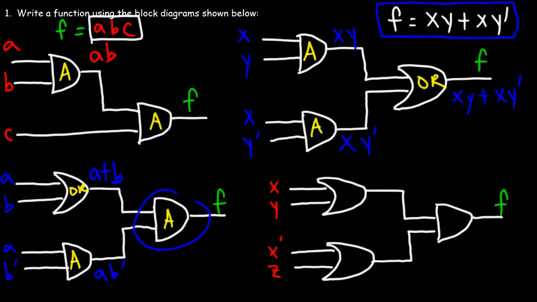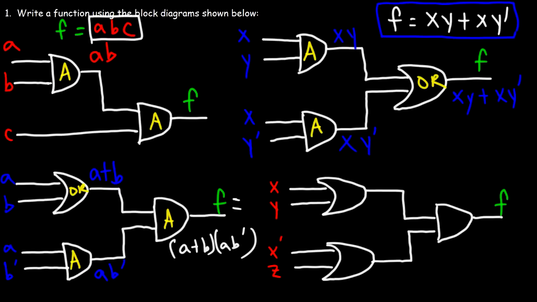Now here we have another AND gate, so we're going to take these two inputs and multiply them together. So we may need to use a set of parentheses. The function is going to be A plus B, so that's this input, times A B prime. You could put that in parentheses if you want to, but you really don't need to.